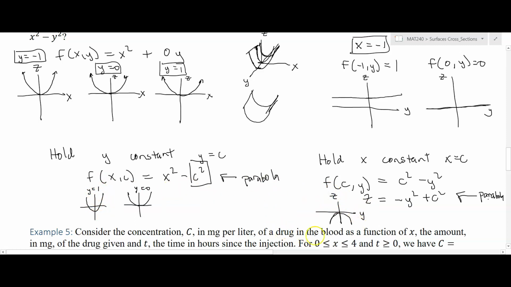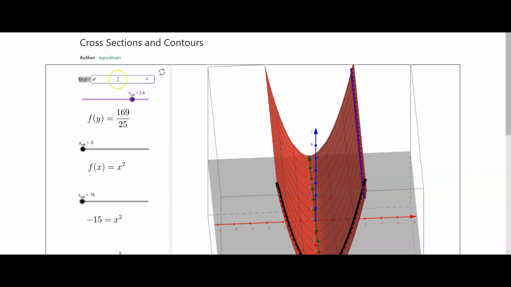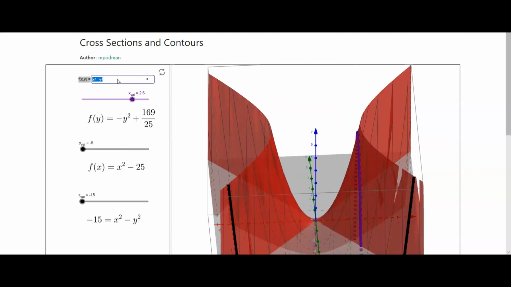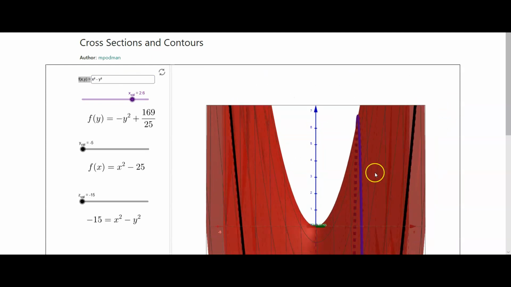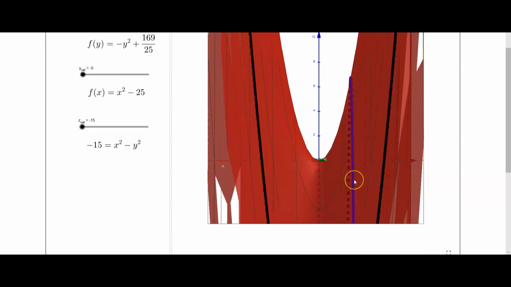So how do we put these two things together? Well, it'll become readily apparent when we do it in here. We type in minus y squared and graph that. You see that in one direction, I'm going to zoom out a bit.